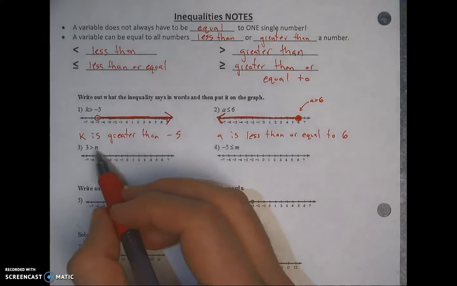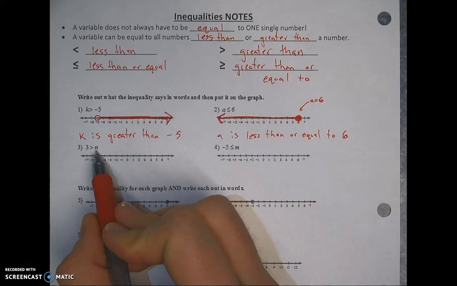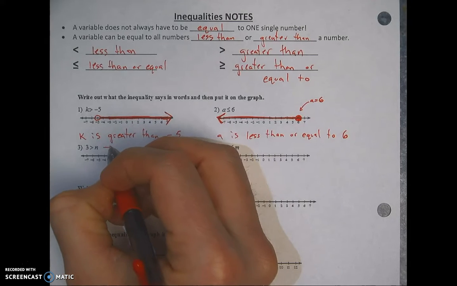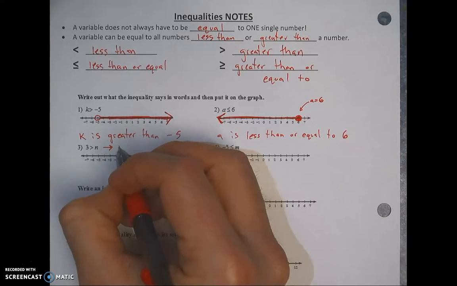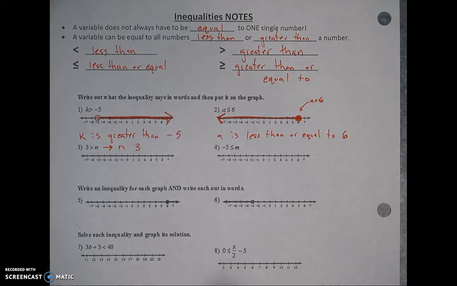Okay, number 3. 3 is written out kind of backwards. It's the number and then the letter. Now we always read this in terms of the letter. So first things first, we need to flip this. So I need the n on the left and I need the 3 on the right, and we're always going to do that. We want it written in terms of the letter. The letter of the variable is something compared to 3.